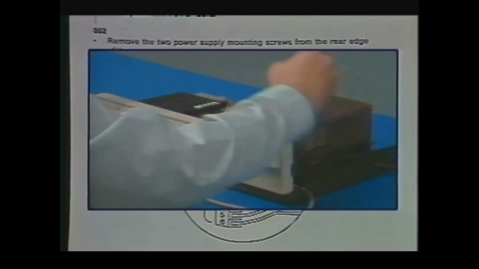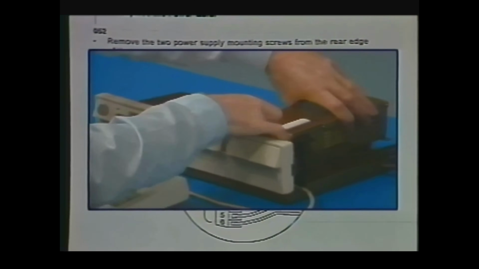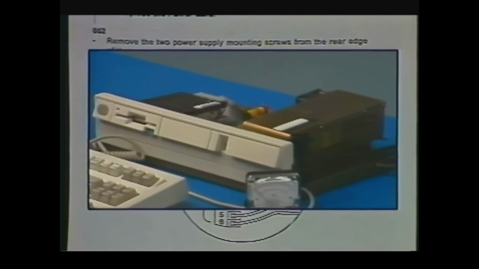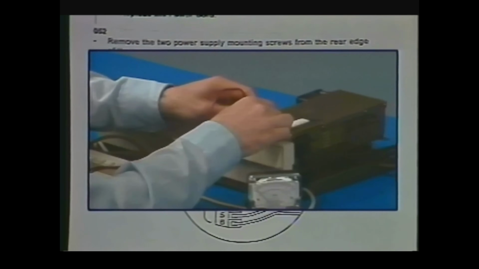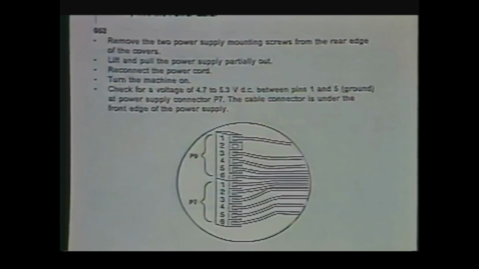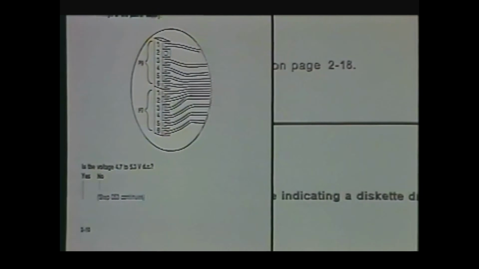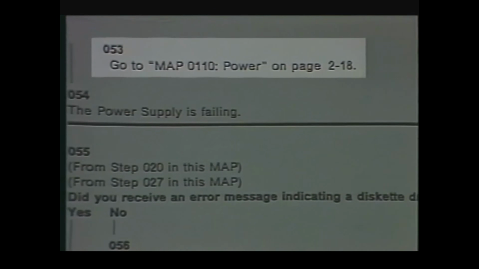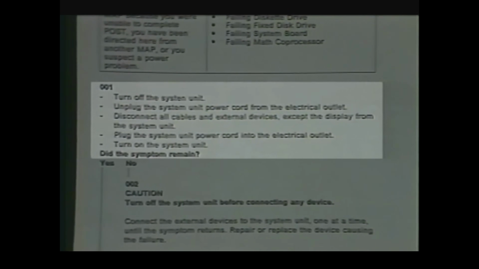Step 52 tells us to check for a voltage of from 4.7 to 5.3 volts DC between pins 1 and 5 on connector P7. Pin 5 is the ground pin on this connector. The meter reads 0 volts. So we answer the question no. The no leg sends us to map 110, which is the power map. Step 1 tells us to remove all cables and devices except for the display.